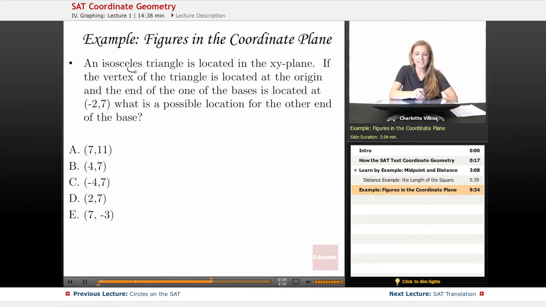Here we have an isosceles triangle. So again, we have a figure in the coordinate plane, and it's located inside the xy plane. I have that the vertex of the triangle is located at the origin. So the origin just means exactly where the x and y come together, which is really the point (0, 0). And that's something that you do need to know on the SAT. So quick refresher, if you didn't remember what the origin was, it's the point (0, 0), and it's right here.